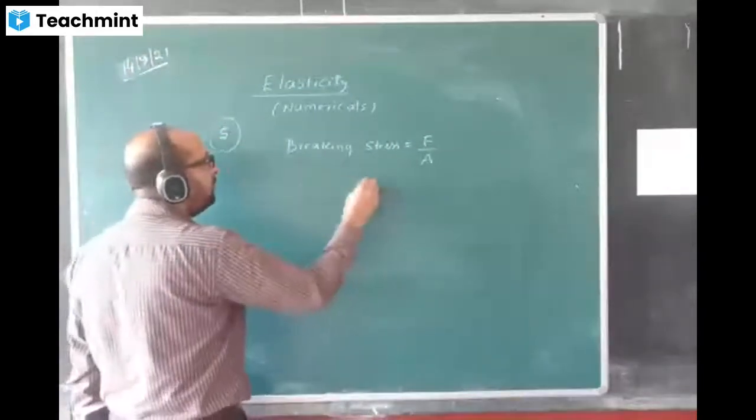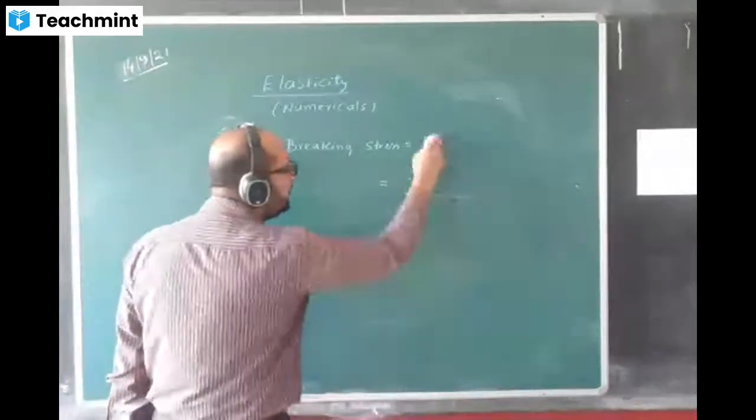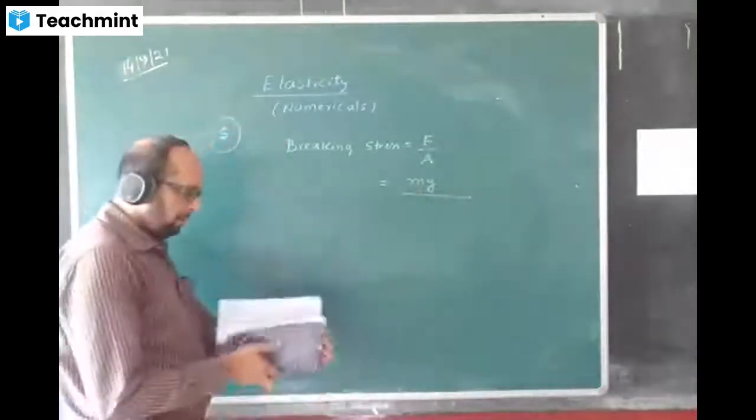Next time we can continue this side. F value, G is given. Own weight they are saying. Own weight. Okay.